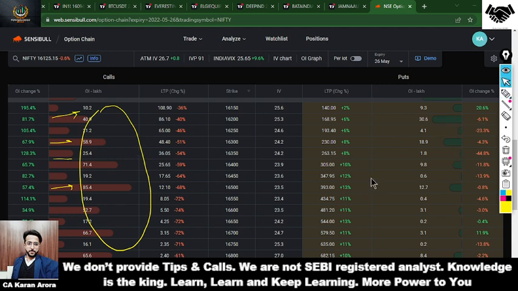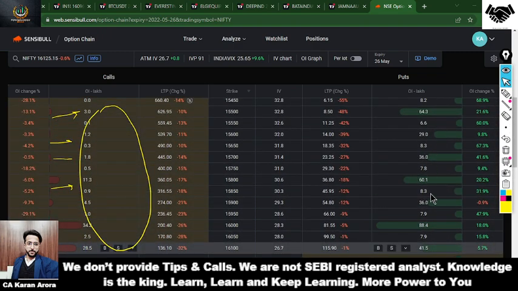And on the right side you can see the puts are not that strong as compared to the resistance. So this data clearly tells us that the data is negative right now. The resistances are much stronger as compared to the supports, and the same will be seen on the charts as well. Most of the people argue that the option chain data creates the price action, but I differ on this.